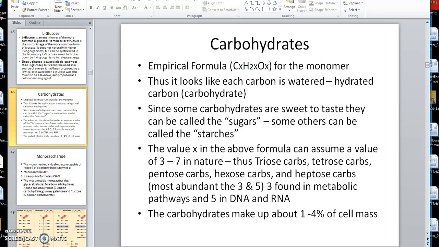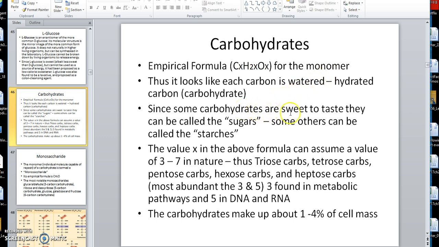Okay, now we're going to talk about carbohydrates. Carbohydrate: hydrate of carbon. The monomer form of the carbohydrate, using notation like in math, is CxH2xOx. This would be an empirical formula. So for every carbon, there's a water. That's where the term carbohydrate came from in the monomer.